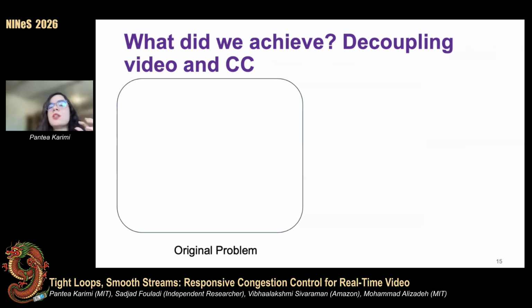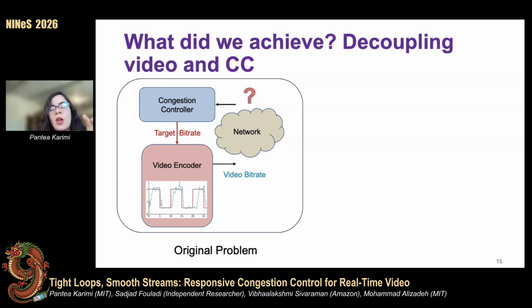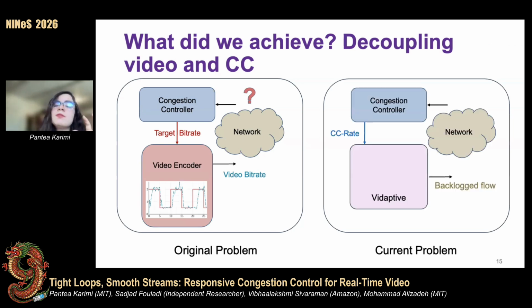Now, let's take a pause here to recap what we actually achieved. In the original problem, there is this number in the world called the network rate that the congestion controller wants to discover by setting a target bitrate to an unpredictable encoder. On the right, Vidaptive discovers the network capacity regardless of the video, and then later tames the video encoder separately. That's the key win.